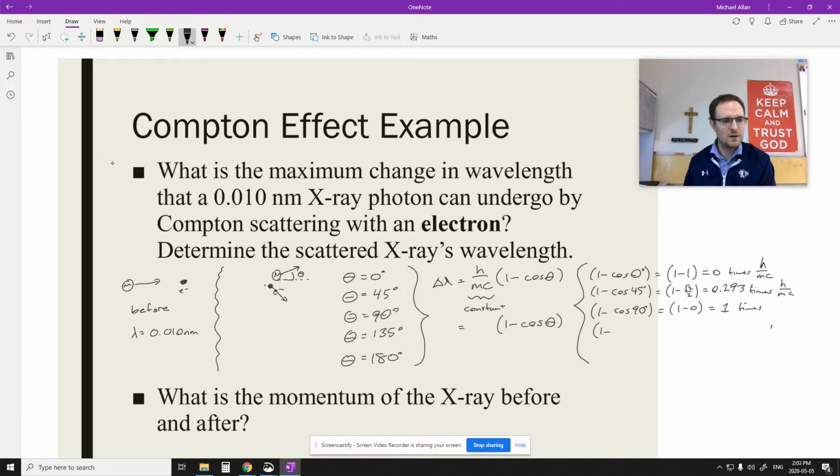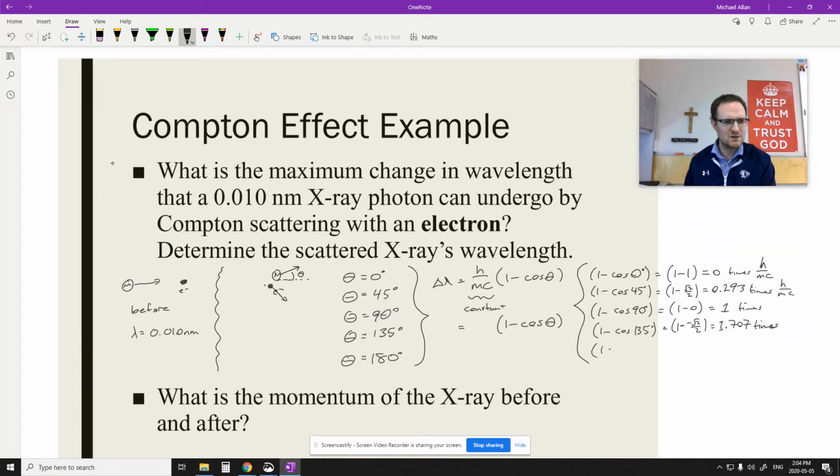Okay, 1 minus cos 135. Now cos 135 is negative root 2 over 2, so it's a minus. Now don't worry about the root 2 over 2. If you haven't done math 30-1, you want to understand that part, but it's just a number. It's the same thing as 0.707 if you just punch it in your calculator. So this will be 1.707 times h over mc. So it's getting bigger, bigger than 1. I'm multiplying it, so it gets a little bit larger.